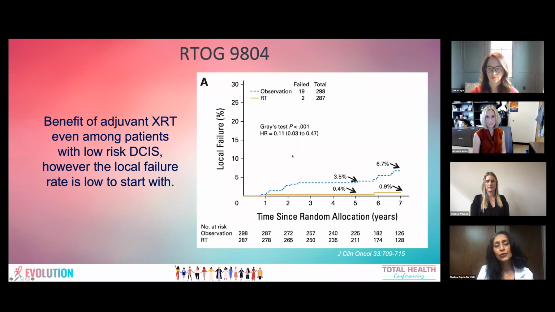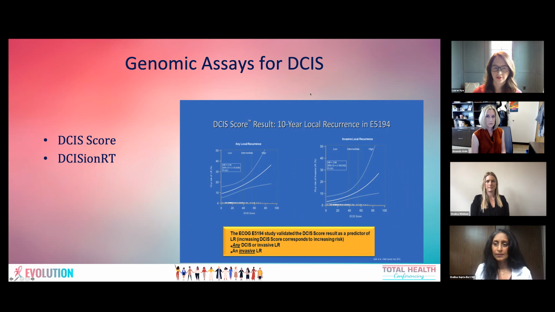And so the takeaway from this is even the good patients with good features with their DCIS may benefit from radiation. So traditionally now, we still offer radiation to patients after a lumpectomy with negative margins, even with good pathologic features.